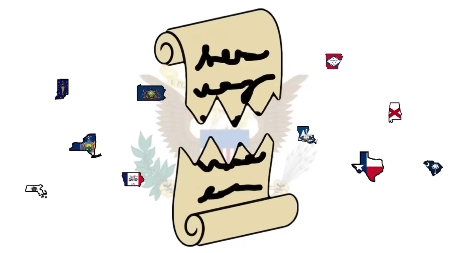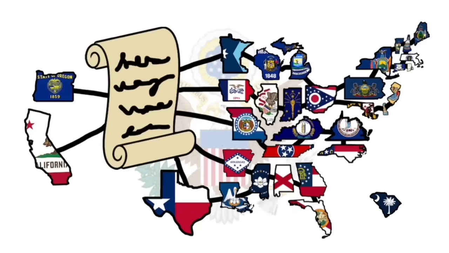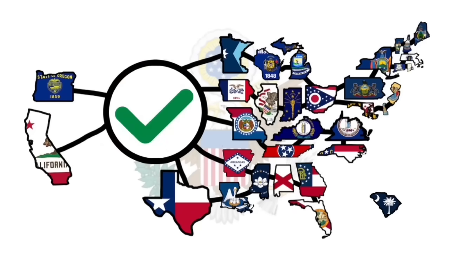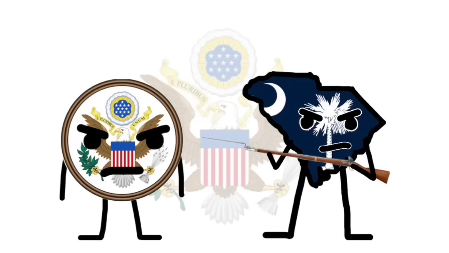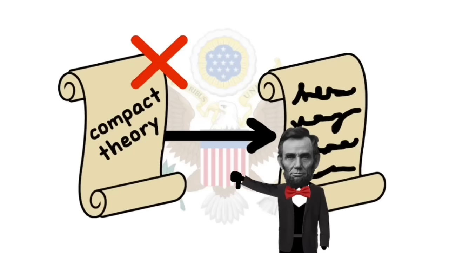Additionally, even if the compact had been broken, Lincoln claimed that unilateral secession would still be illegal because a compact can only be dissolved by the mutual consent of all the involved parties. A state can't just decide to secede from the Union unless the other states allow it to. Otherwise, secession was nothing more than insurrection, and it was the federal government's duty to suppress insurrections. All of this assumes that compact theory is the right way to interpret the Constitution, but Lincoln disputed this too.